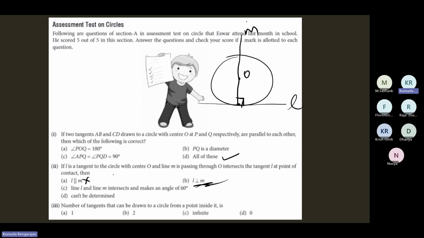No, they're not parallel, because M meets L at the point of contact, so this one is ruled out. And angle 60 degrees? They intersect, yes, but no, because it passes through the center and meets it at the point of contact, so it is 90 degrees. So it is not this. Can't be determined? No. L perpendicular to M. This one is the correct option.